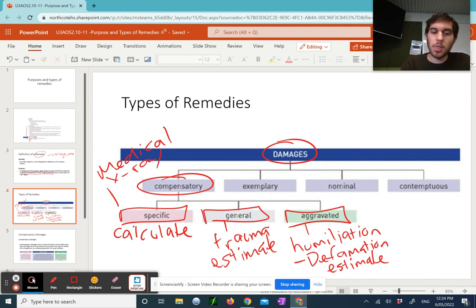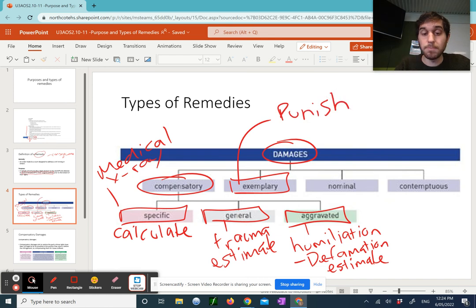Then we've got exemplary damages. The purpose of that is to punish the defendant. So let's say, for example, the judge decides, okay, we're going to give you some compensatory damages.